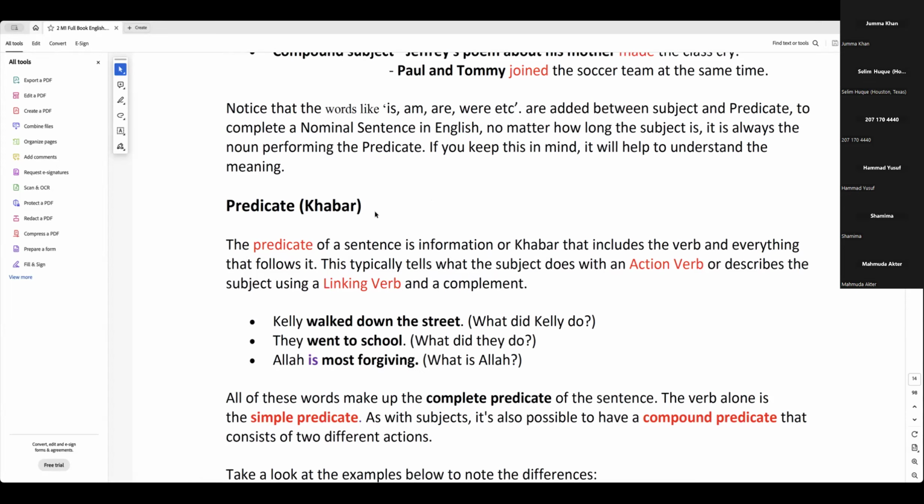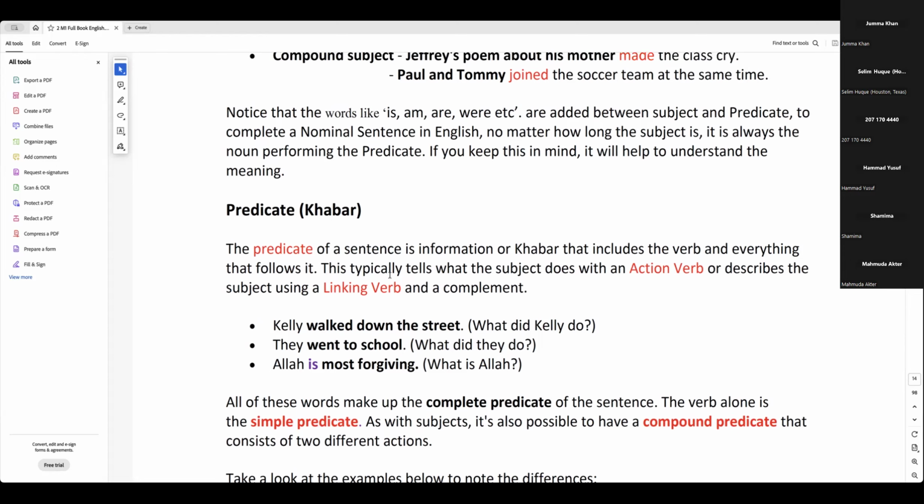The predicate, khabar. The predicate of a sentence is information, or khabar, that includes the verb and everything that follows. In the subcontinent, we know the meaning of khabar. Most people come from India, Pakistan, Bangladesh. We know what khabar means. In English, basically it's information, it's news. It relates to the subject, what he's doing, what he's saying, what he's performing in the sentence. It means predicate. This typically tells what the subject does with an action verb or describes the subject using a linking verb. So that's what khabar means.